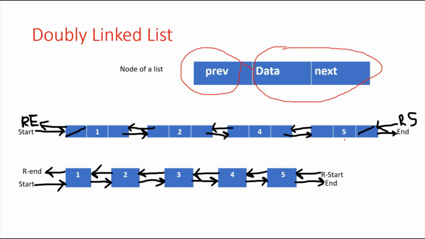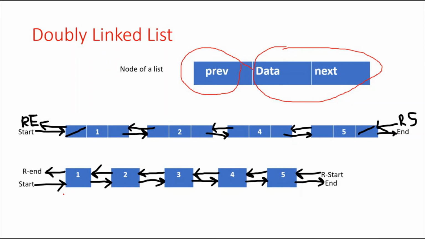If we talk about 5, its next element is null, which means we don't have any element after it, and the previous holds the address of the previous element. It will go to 4, and 4 also has a next address. At next it has the address of element 5, and at previous it has the address of element 3.